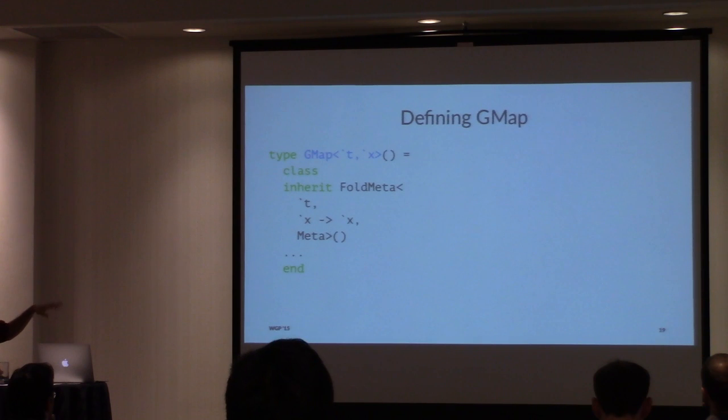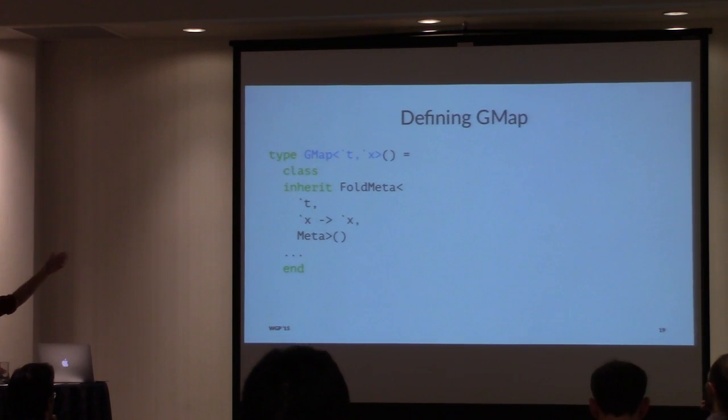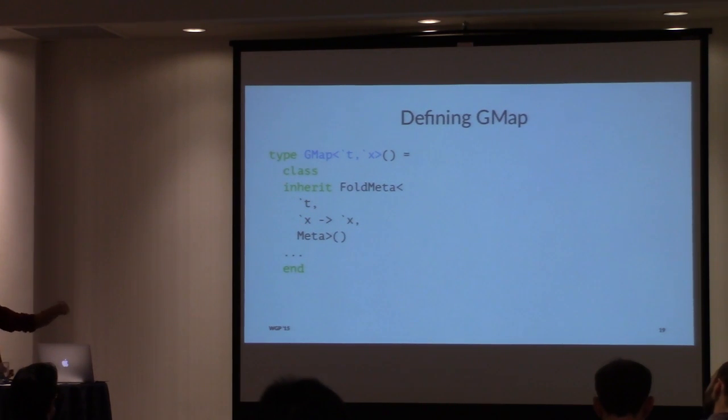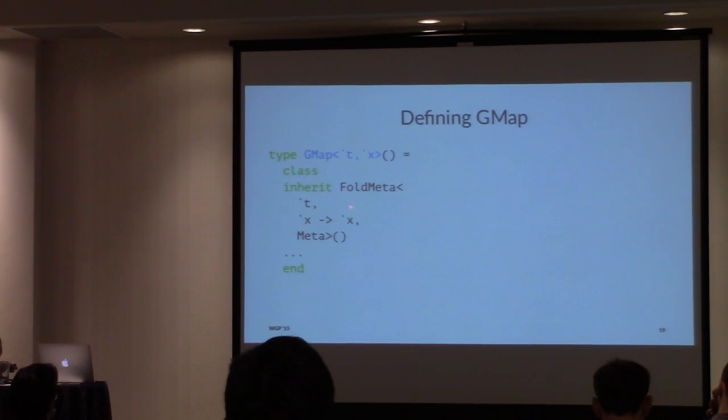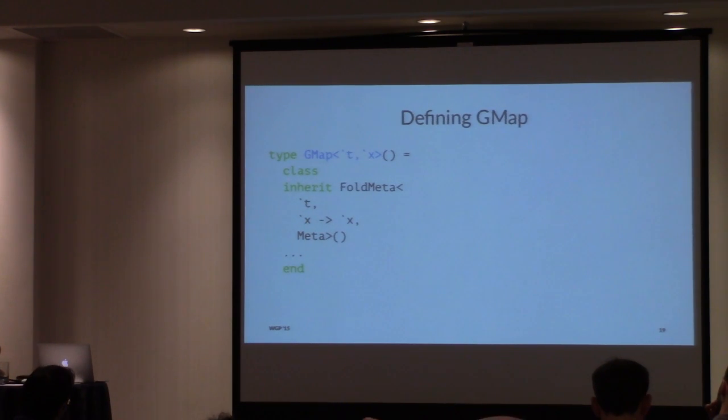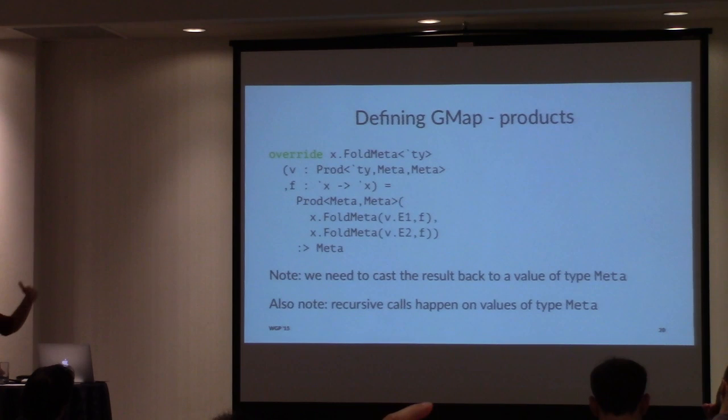So if we want to define a function like gmap, well, it's not quite gmap because it doesn't update. It's everywhere in Scrap Your Boilerplate, right? Where you have some function which goes from x to x, and you want to apply this function to all occurrences of values of type x in your data type. The way you do this is you define an instance of fold meta, which will work on things of type T. It takes as additional input something which goes from x to x, and it will return something of type meta. Now all we need to do is come up with the required definitions for the member functions of fold meta, and that corresponds to overriding them and providing some sensible definition.